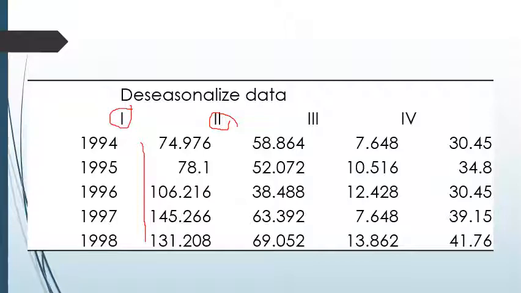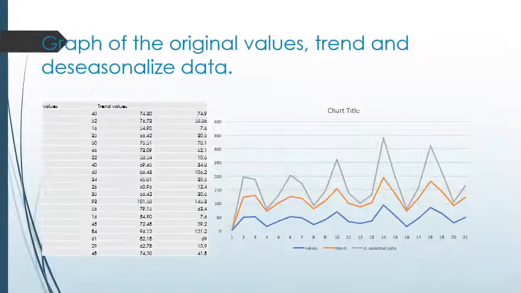Now in the next step, we are going to plot this data. You can see that this is the original value, this is the trend value, and this is the deseasonalized value. I plotted these three values on the graph paper. This graph is created in Microsoft Excel, and you can easily plot the graph in Excel if you want.